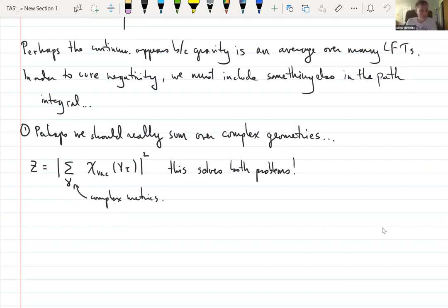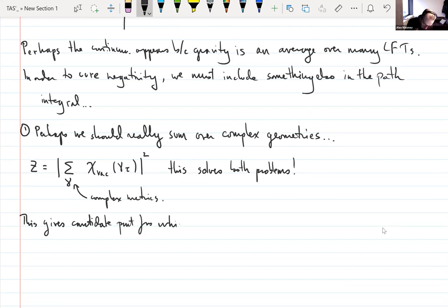Okay, awesome, thanks, good. So let me give you an example of what the answer looks like. This gives candidate partition functions which holomorphically factorize. So in particular, they give what are known as the so-called extremal CFT partition functions.